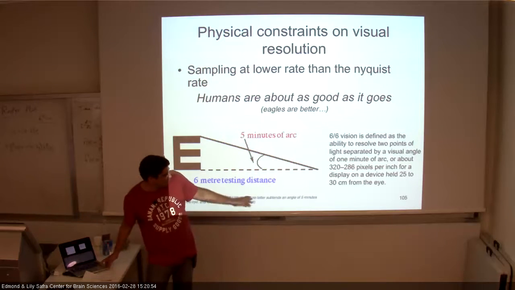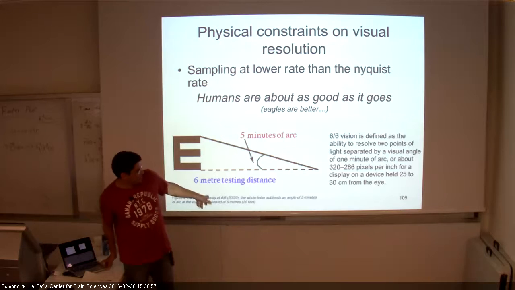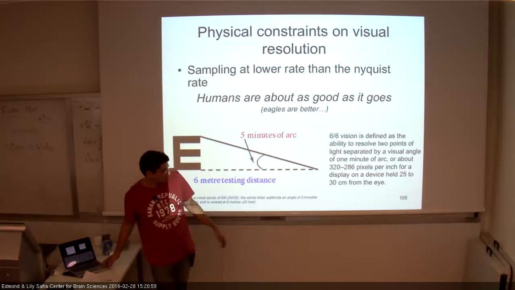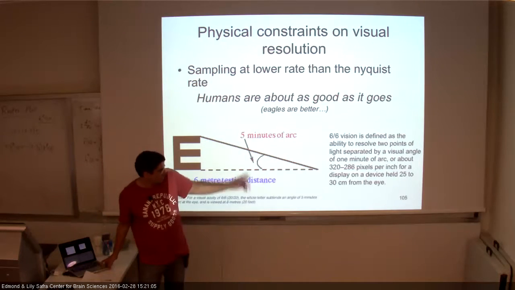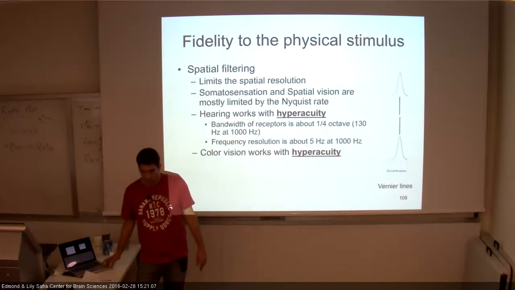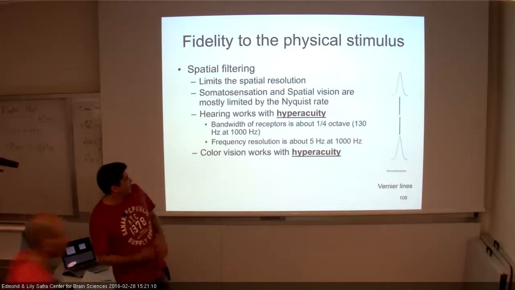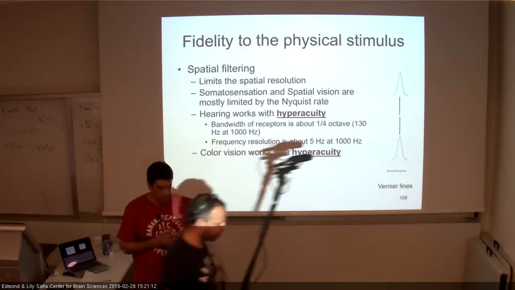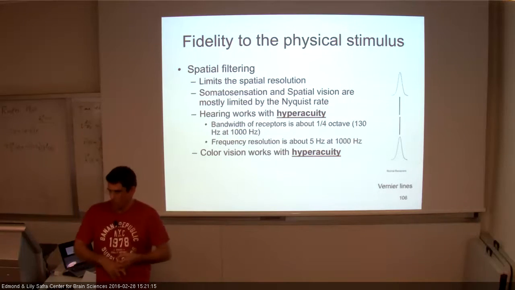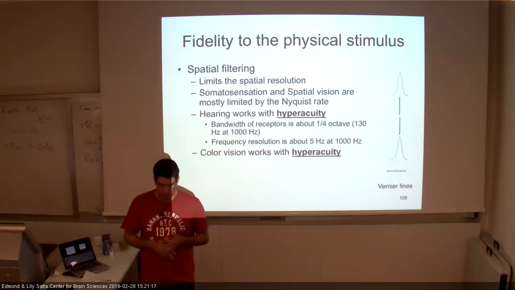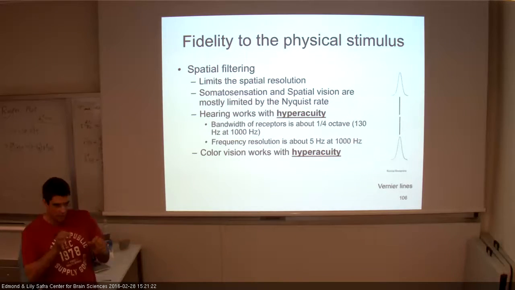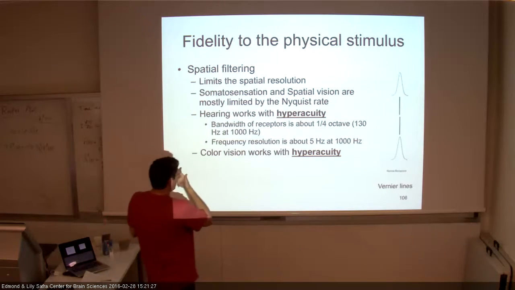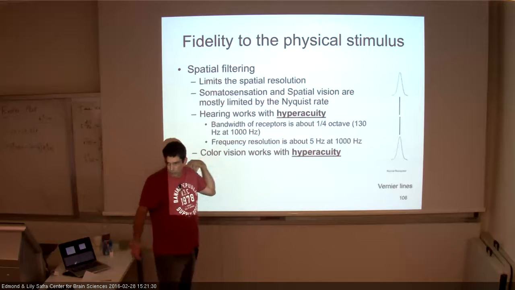Anyway, 6-on-6 vision is defined as what a normal person can resolve from 6 meters. If everything's well, it's great. If it goes down, you'll have 6/12, 6/20, etc. So we have limits of the spatial resolution based on the physics of the world, for example waves of photons of light, but also how many receptors we have on the surface of the retina. And these are limited by the Nyquist rate. You can't go better than that.